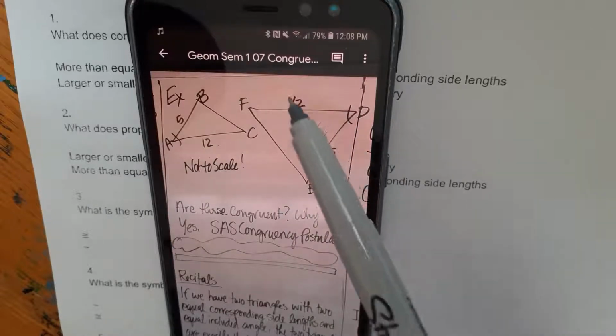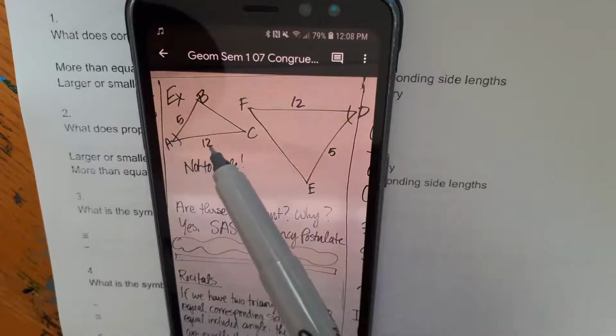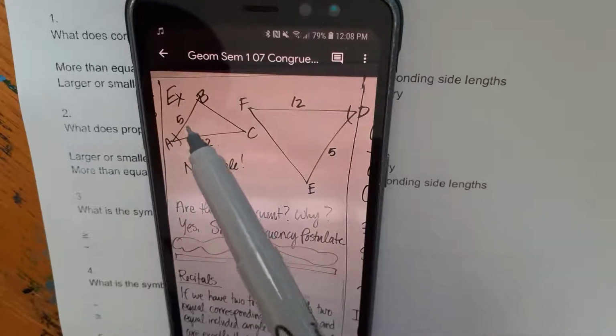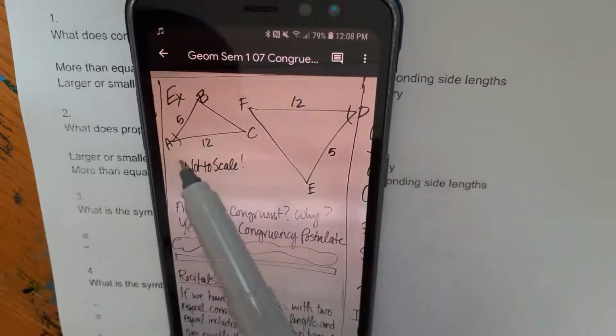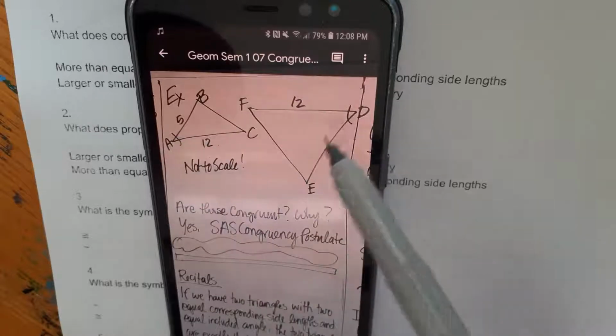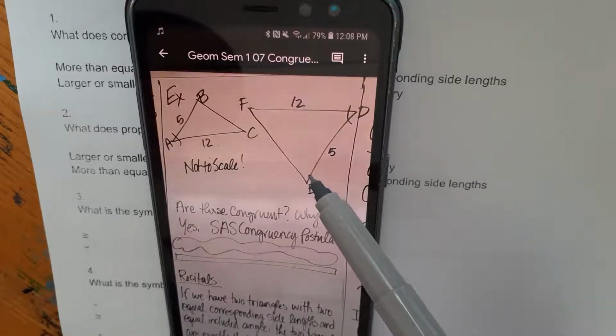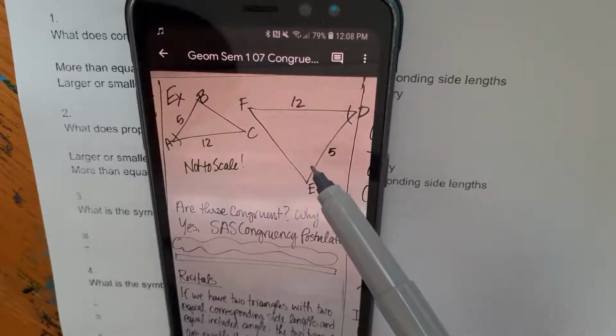Notice the included angle between the 5 and 12 is one tick mark here and one tick mark here, the one between the two side lengths. So this would be side angle side, and that matches up with side angle side of corresponding. Again, the word corresponding means this side 5 is in the same place of the shape as this one, but on a different shape, right?